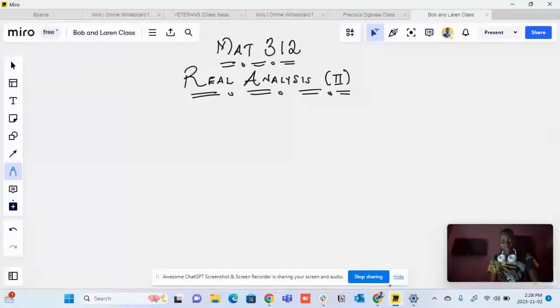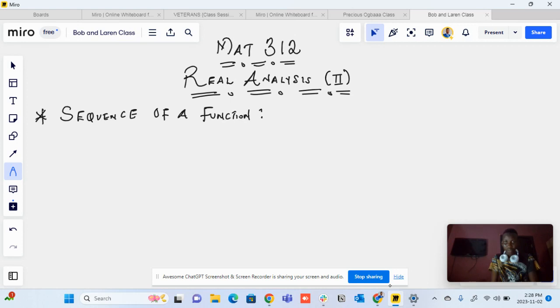Welcome guys. Considering this particular course here, which is Math 312, with course title Real Analysis 2. The very first thing we need to consider in this course title is what we call the sequence and series of a function. So let me take the first one, which is sequence of a function. This is the first thing that we want to consider for this first topic. So you have this particular section here which says sequence of a function.